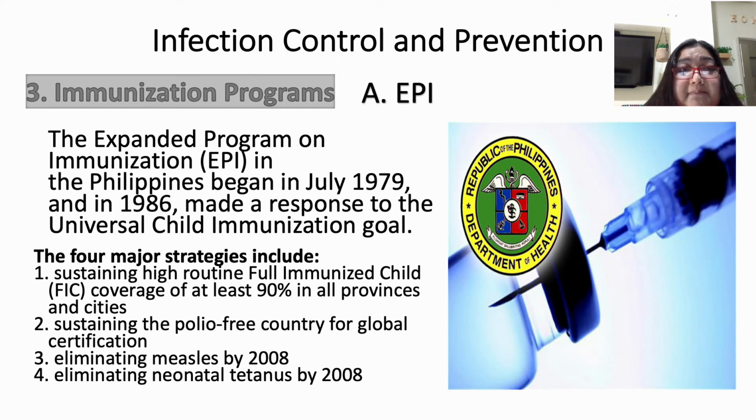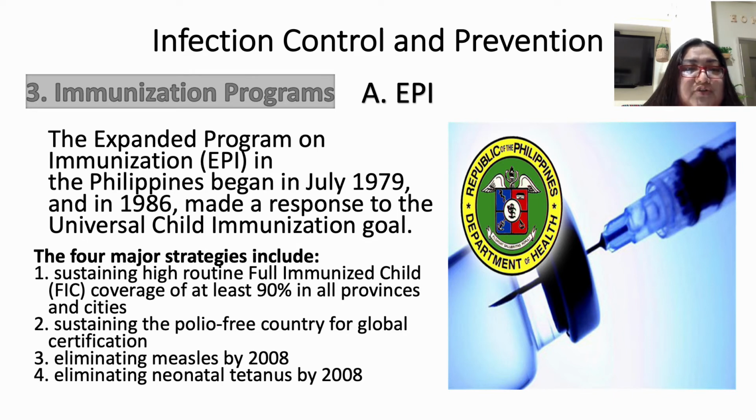So here, the EPI in the Philippines began in July 1979. And in 1986, it made a response to the Universal Child Immunization Goal. The standard routine immunization schedule for infants in the Philippines is adopted to provide maximum immunity against 7 vaccine-preventable diseases in the country before the child reaches the first birthday.